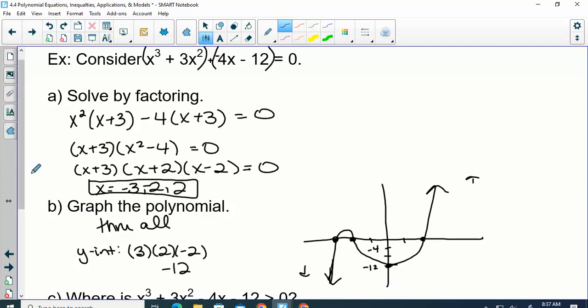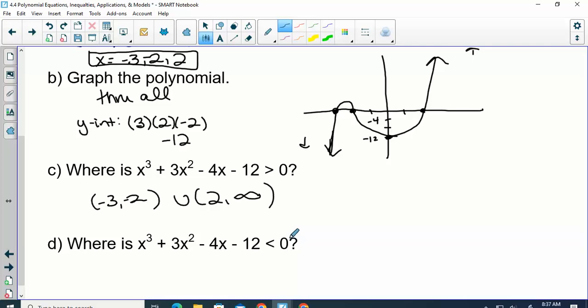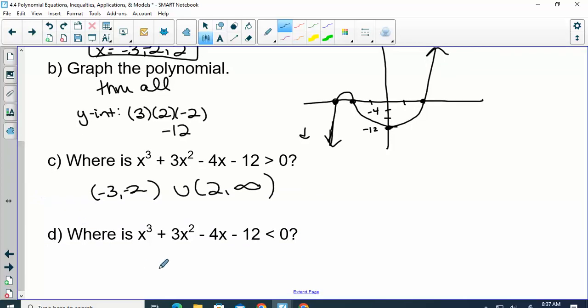Okay, we've done inequalities before, but we were mostly dealing with quadratics. If I look at this, can you tell me where this function is greater than 0? What does that mean in terms of my graph? Above the x-axis. So where would that be? And where's the graph below 0?